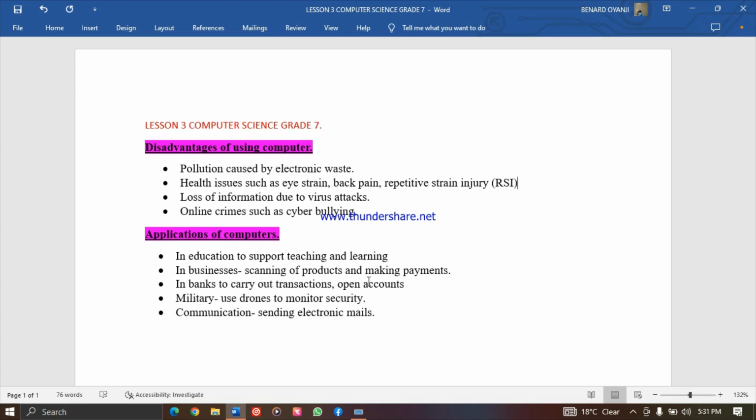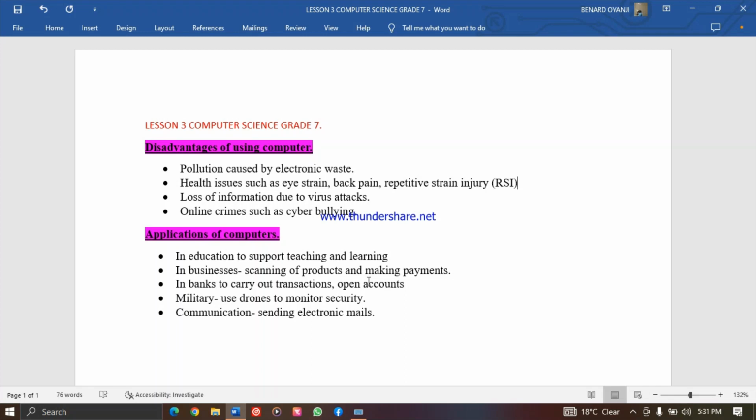So today we are going to talk about disadvantages of using computers. What are some of the disadvantages of using a computer? People use computers, but it comes with some disadvantages, some demerits, some shortcomings. So you have to know the disadvantages of using a computer so that when you use a computer you are aware of what you're dealing with.